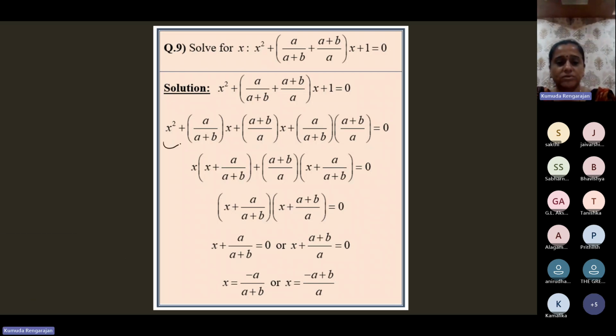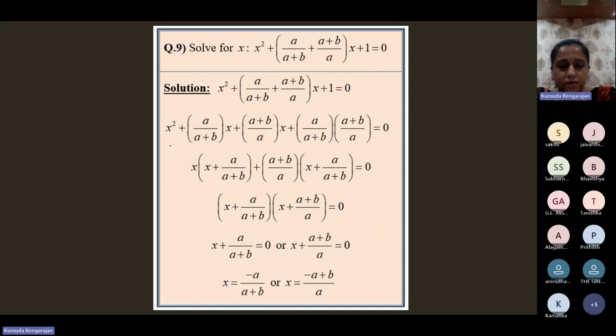Now group the first 2 terms and the last 2 terms. So what's common between the first 2 terms? There's x square here and x here, so x is common. X into x is x squared. Plus, this x is common here, so this a by a plus b in the bracket. Similarly, between the third and the fourth term, a plus b by a is common. So in the bracket, you will have x plus a by a plus b.